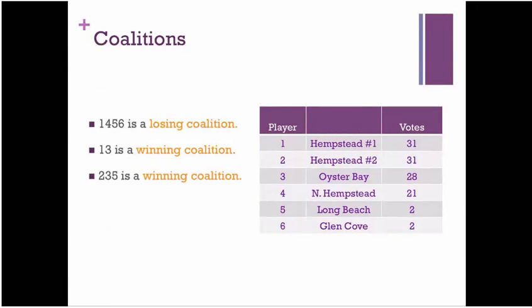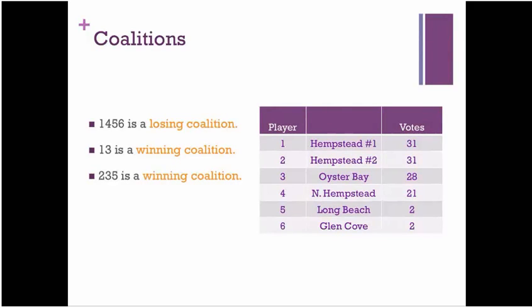Well, here are the answers. 1, 4, 5, 6 is a losing coalition, and the other 2 are winning coalitions. 1, 4, 5, 6 means the coalition involving players 1, 4, 5, and 6. And when you figure out the total number of votes in that coalition, that is 56. However, the quota is 58. 56 is not good enough, and so that's a losing coalition.